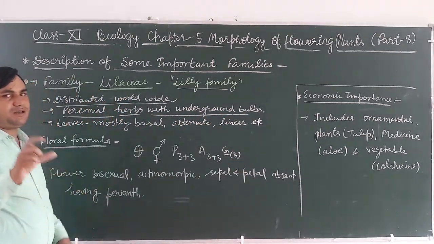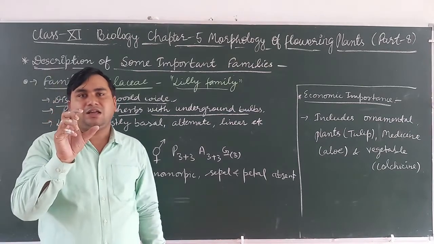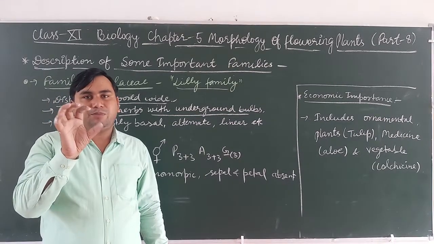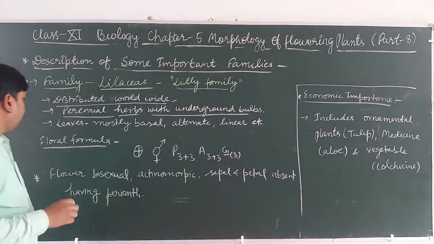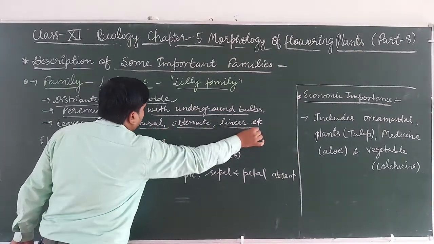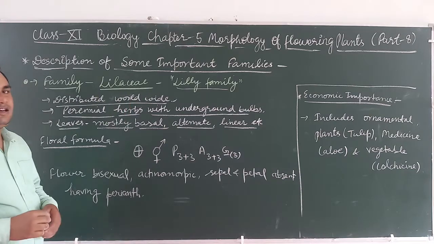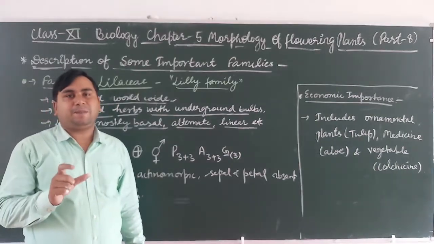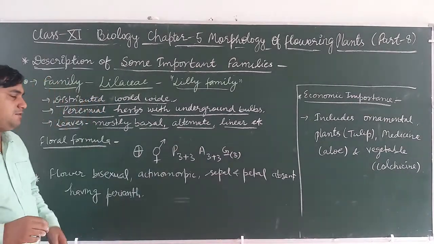Underground bulbs are found in it, that's just like a bud. And leaves are mostly basal, alternate and linear. Their leaves are basal, alternate and linear in feature.